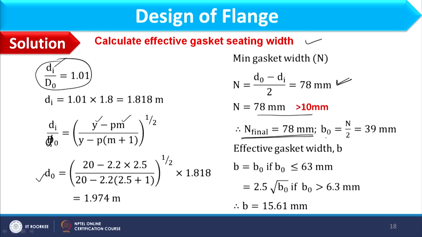This B naught is basic gasket seating width, which is used to calculate effective gasket seating width. Here I am having two conditions. In this case, this condition will be applicable because B naught is greater than 6.3, and therefore B we can find as 15.61 mm. So, in this way we can calculate effective gasket seating width. Now, this seating width we will use to calculate value of G, where G is the diameter of reaction of load in the gasket.